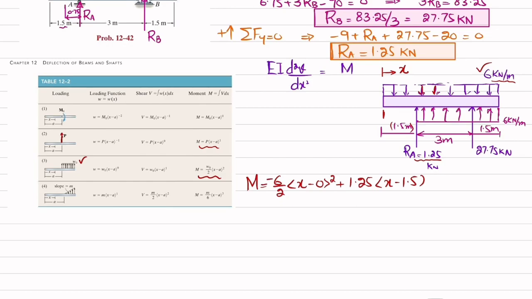Okay, the third one will be this uniformly distributed load, which is acting upward. Now this is acting at a distance of A from this end, so I will write the moment function will be plus W naught over 2. W naught is 6, so 6 over 2 into x minus A. A is 1.5, to the power square. Clear?